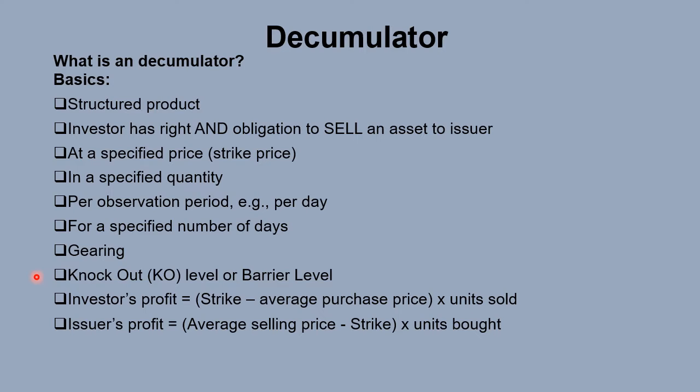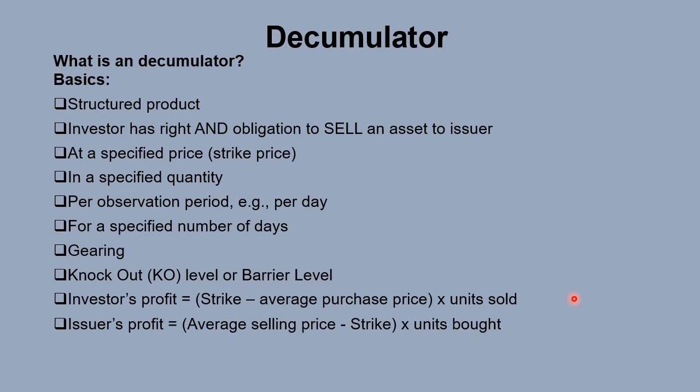There could be a knockout feature that terminates the product, or a barrier level that temporarily stops the decumulation if the asset price goes below that level. Investor's profit is strike minus average purchase price into units sold. Issuer's profit is average selling price minus strike into units bought.